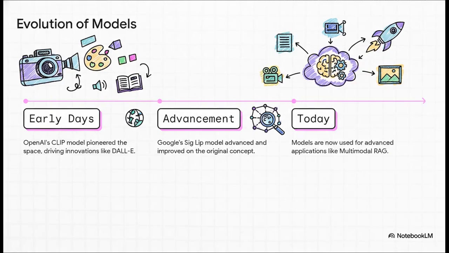And this didn't just happen overnight. This has been building for a while. OpenAI's CLIP model was a huge pioneer here. It was the engine behind those early text-to-image models like DALL-E. Then Google came along and pushed the idea even further with their models. And that's what's brought us to today, where this tech is powering really advanced stuff like that multimodal RAG we just talked about.